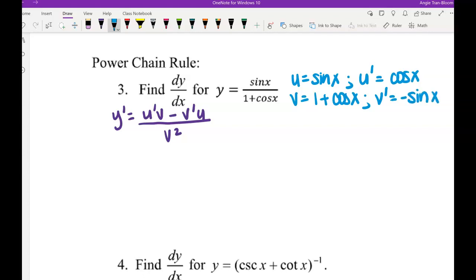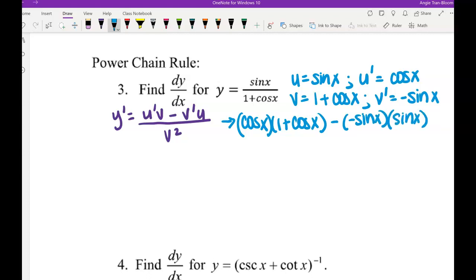So let's put it together. u prime is going to be cosine of x times v, which is 1 plus cosine of x, minus v prime, which is negative sine of x, times u, which is sine of x, all over 1 plus cosine of x quantity squared.